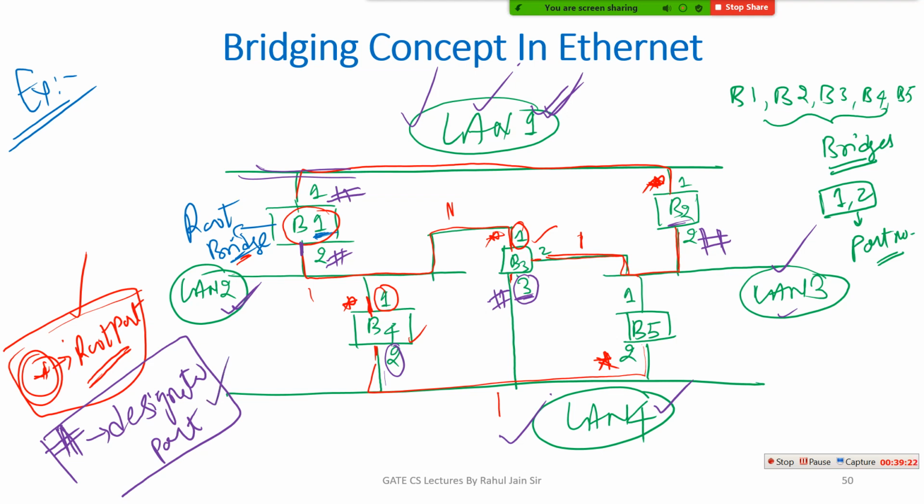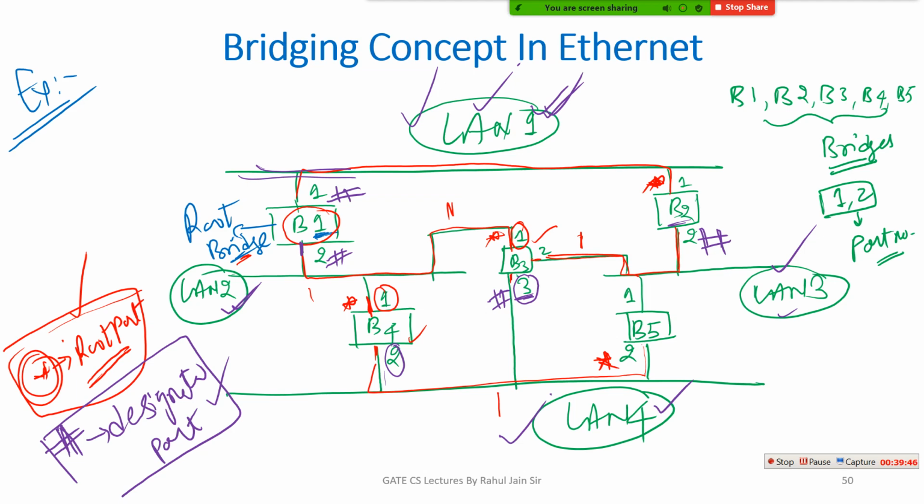Is it clear, guys? Tell me, is it clear to everybody or not, so that I can proceed further? Please answer me, guys. Is it clear now, how to assign the root port and how to assign the designated port? This is step 3 that we have done.